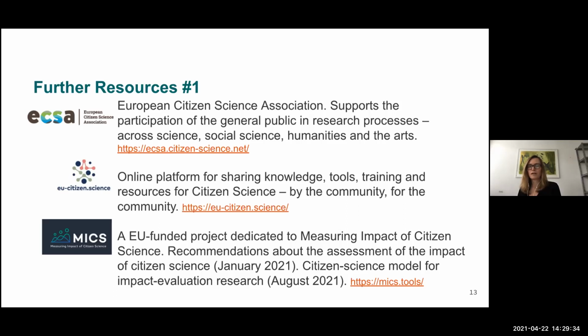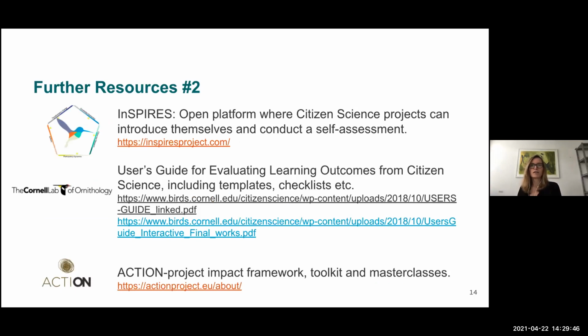They are developing another evaluation framework right now, as far as we are aware, and they also build on the framework that we previously presented. And then there is the Inspires project, which offers a self-assessment tool that can already be used. We have, again, what we mentioned before, the Cornell Lab guidelines for evaluating the learning outcomes for citizen scientists. And another project, the Action Project, is also offering a toolkit and even masterclasses for evaluation. So, I think that is already the end.